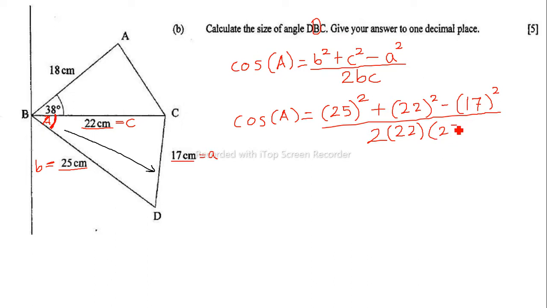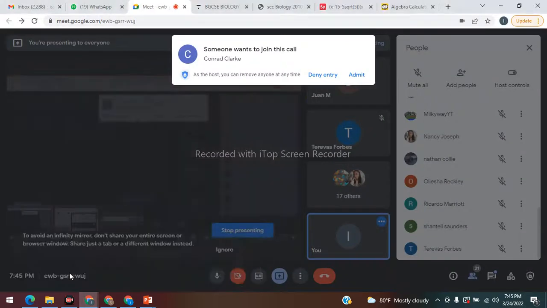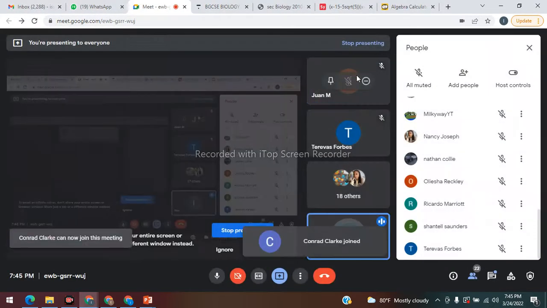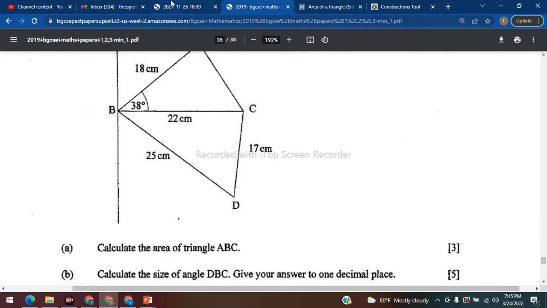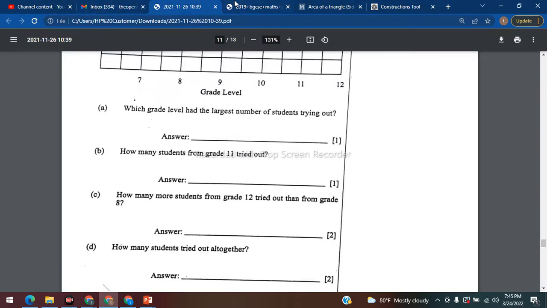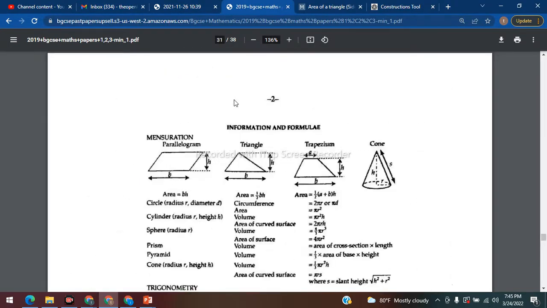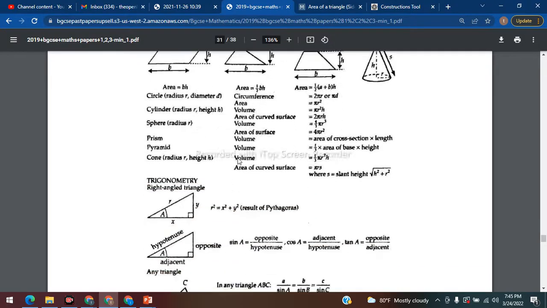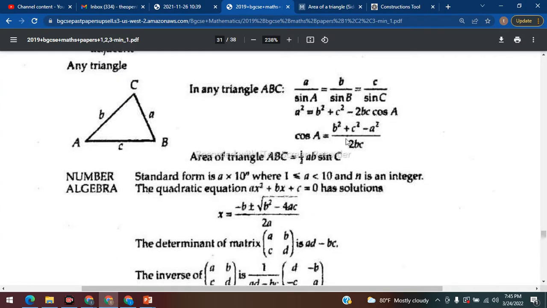Mr. Petit, sorry to cut you off. Any chance they give us this rule at the top of the paper? You mean in the exam? Yeah, in the exam. I believe they have, you just have to know. Okay, let me show you. They have to give you the cosine rule. If they don't give you the cosine rule, boy, you're in trouble. Okay, you're saved.